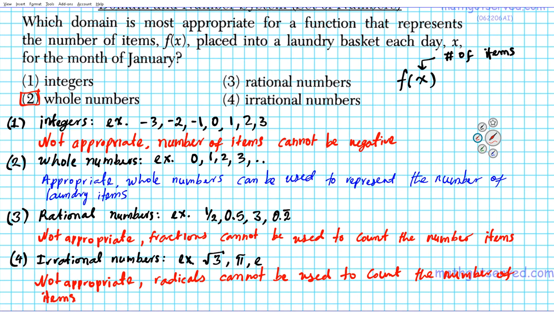All right, so we see that the answer to this question is option number 2. Whole numbers are an excellent domain of values to represent the number of items, tangible physical items that you count.